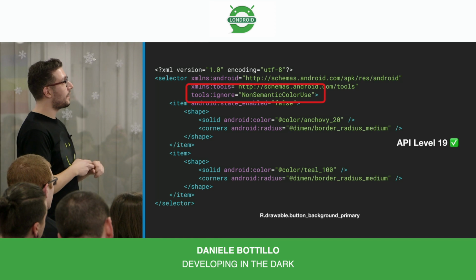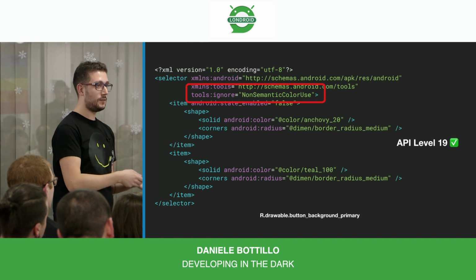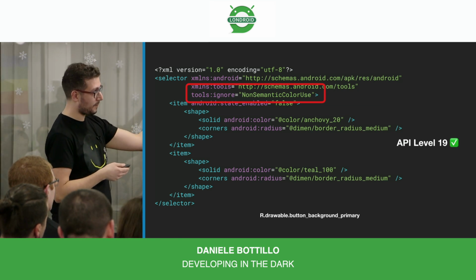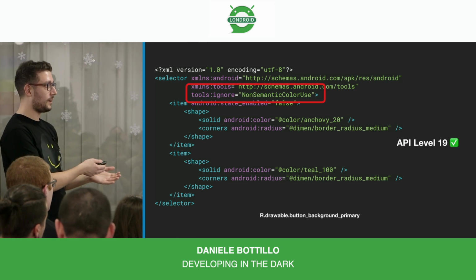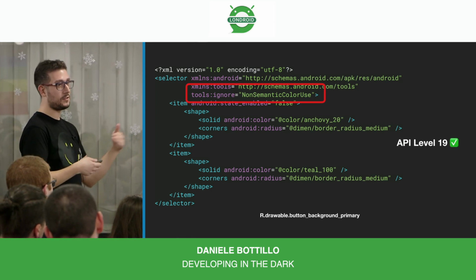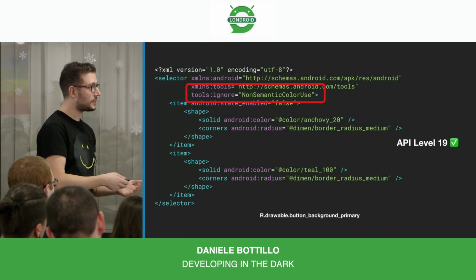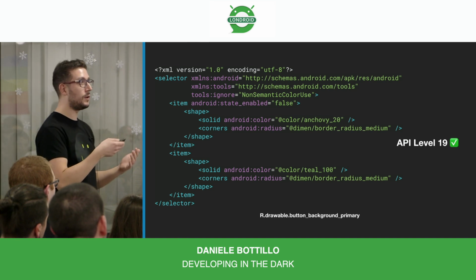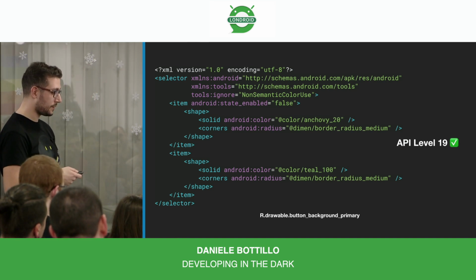Just a quick thing about these two to ignore: because we added a rule earlier that you should not use semantic color, and this is non-semantic color, like anchovy and teal. You should not use them, but because this is just for API 11.19, you can just say, I know what I'm doing, so don't notify me about this. And then you can just have the other one in the values.v23, which will use the attribute reference.